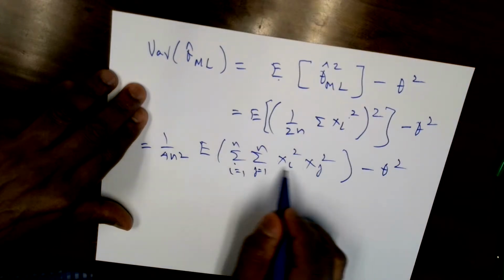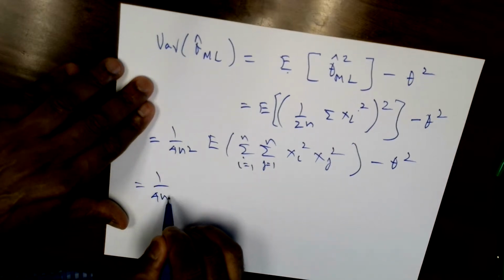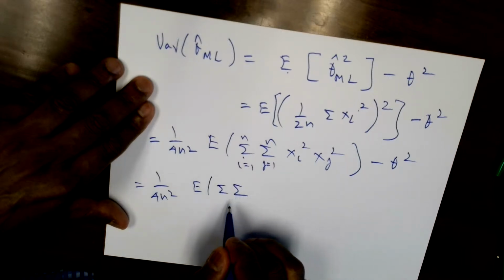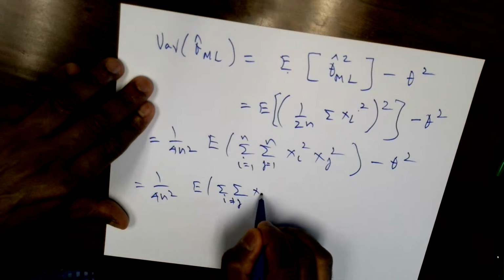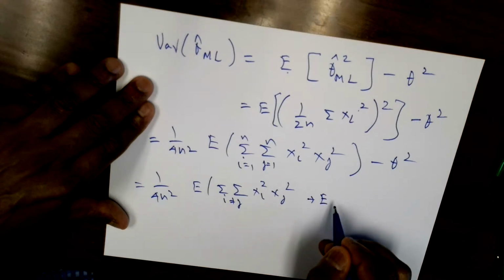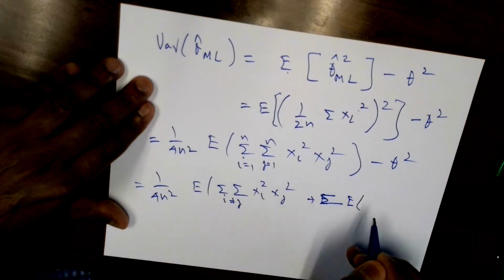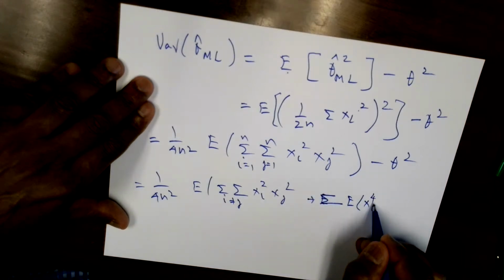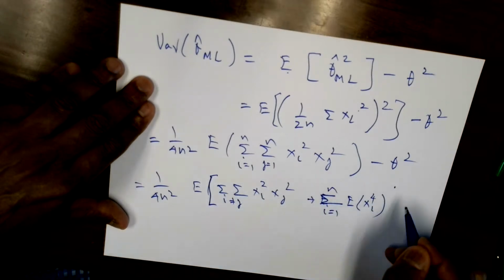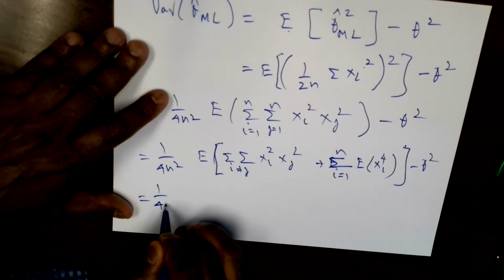As before, we have to deal with two cases: i not equal to j, and i equal to j. So that's 1 over 4n squared, expected value of the double summation i not equal to j xi squared xj squared, plus the expected value of the summation where i equals j. When i equals j, this becomes xi to the power 4, i equal to 1 through n, and minus theta squared.